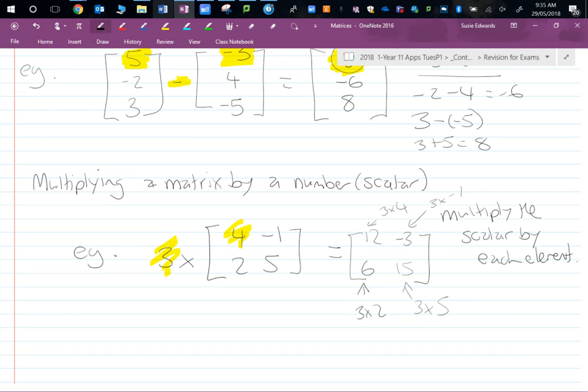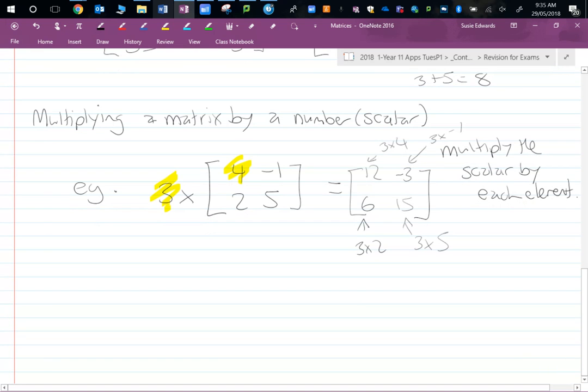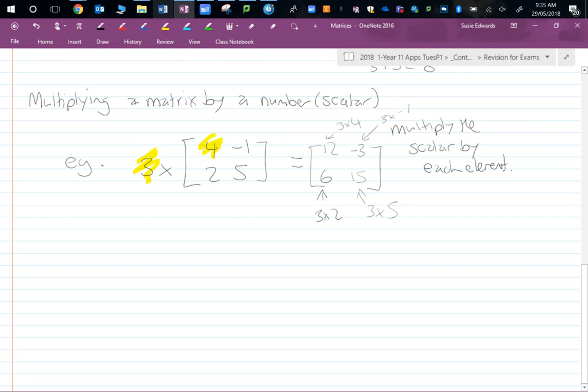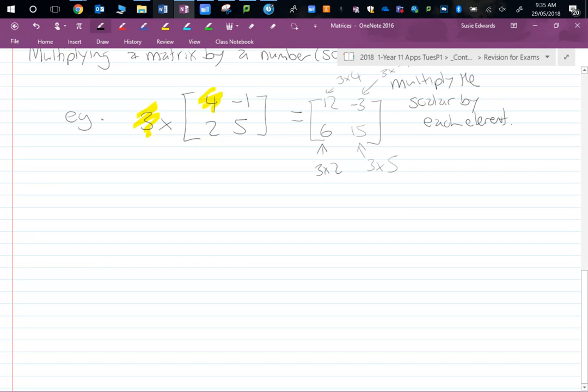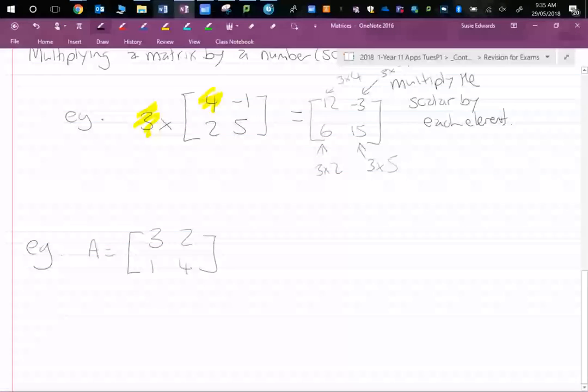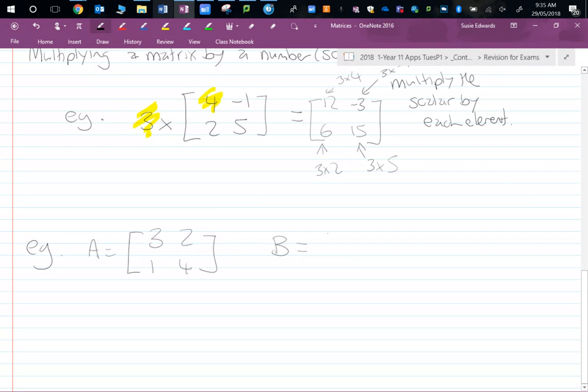Everyone okay with that? All right, so often what ends up happening, a mixture between the addition and the multiplying by a scalar is a question like this. So you might get given, and this is very common, you'll be given a whole heap of different matrices with different letters attached to it, okay?